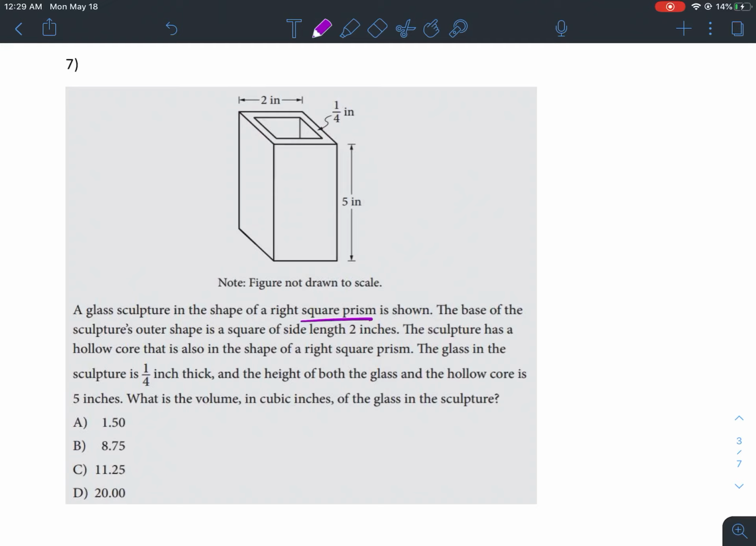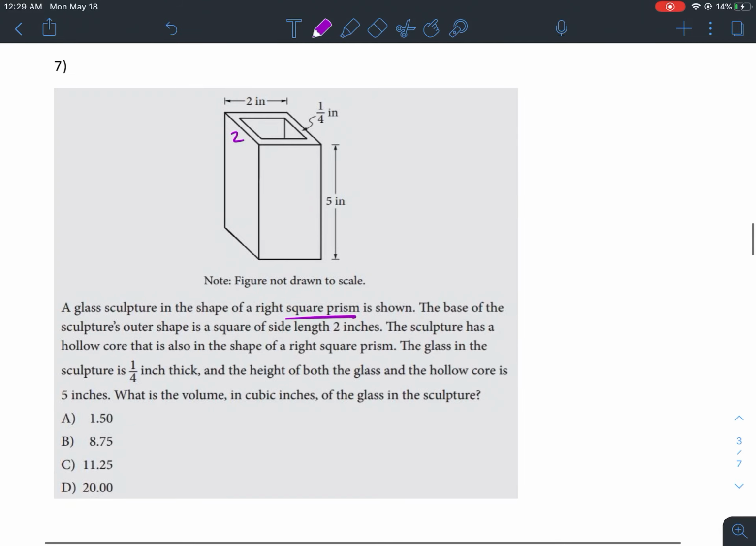So if our length is 2, our width is going to also be 2. It says the sculpture has a hollow core that is also the shape of a right square prism. The glass in the sculpture is 1/4 inch thick, and the height of both the glass and the hollow core is 5 inches. What is the volume in cubic inches of the glass in the sculpture?